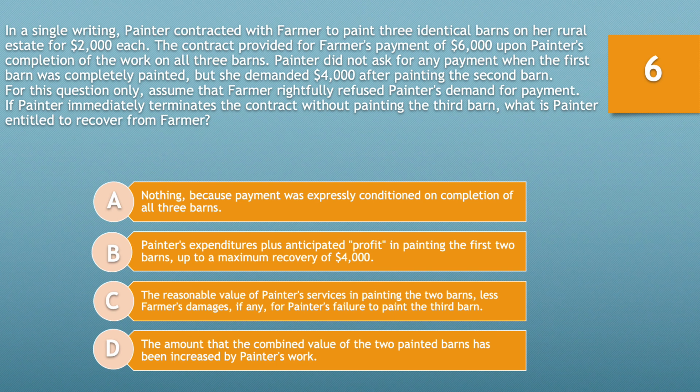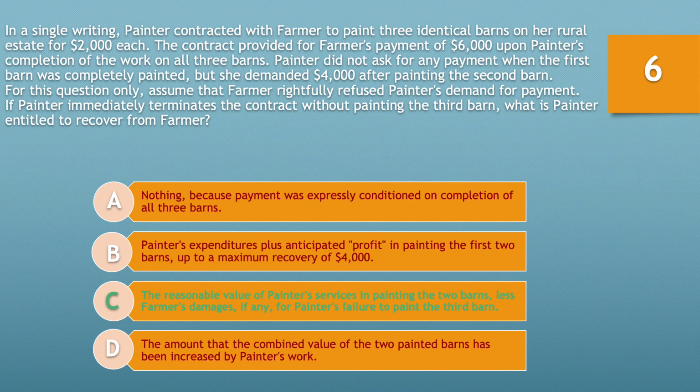C. The reasonable value of painter's services in painting the 2 barns, less farmer's damages, if any, for painter's failure to paint the third barn. And D, the amount that the combined value of the 2 painted barns has been increased by painter's work. Take 10 seconds and see if you can choose the best answer. If you chose option C, you'd be correct.